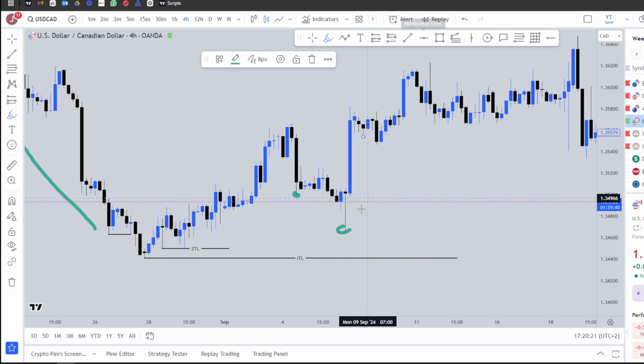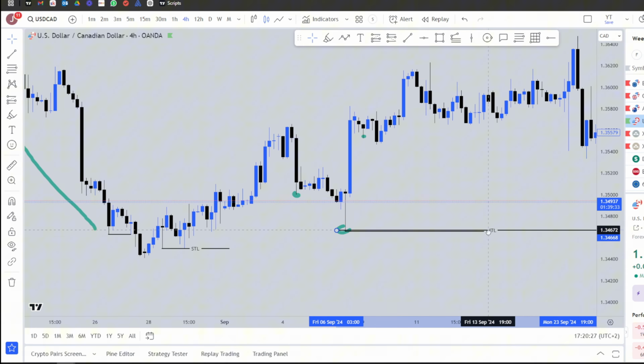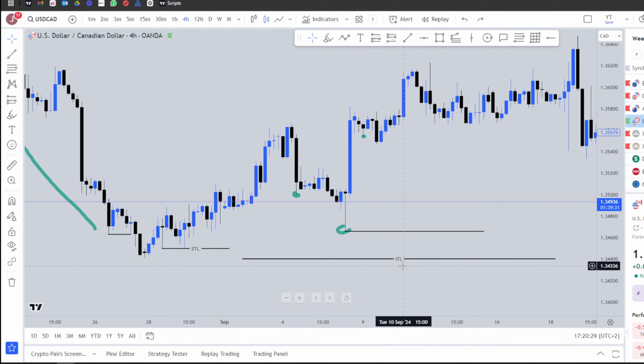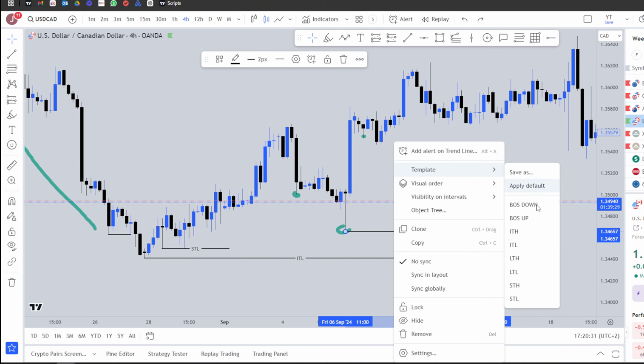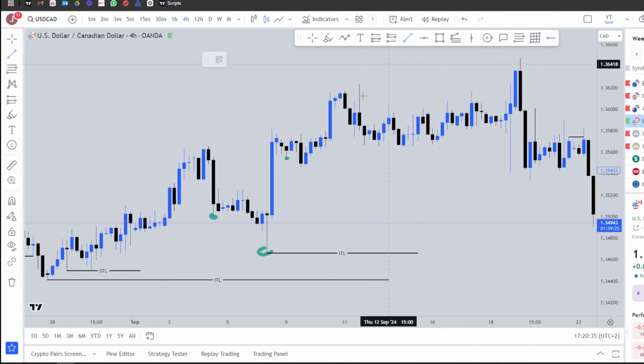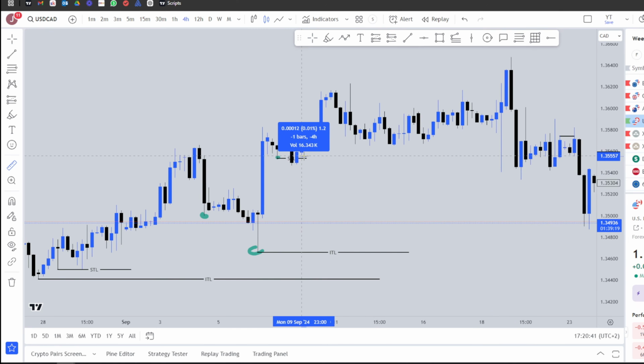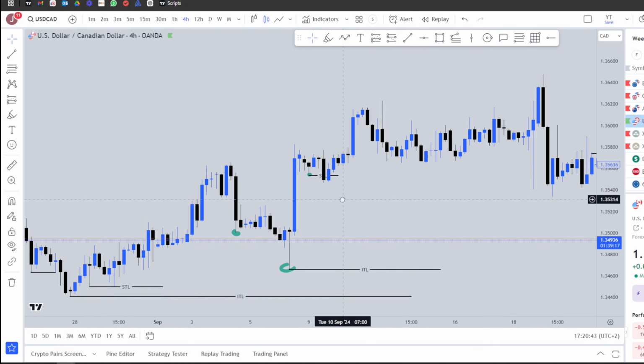Okay, so this becomes our intermediate, so we can move this from here and actually put it here, but let's for now do this, and this is here now our short term low. So this is great, right? Because this is a liquidity grab which tells us that we're gonna go higher, and this is exactly what happened.